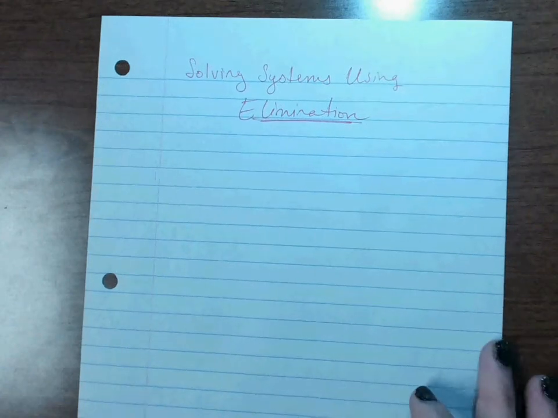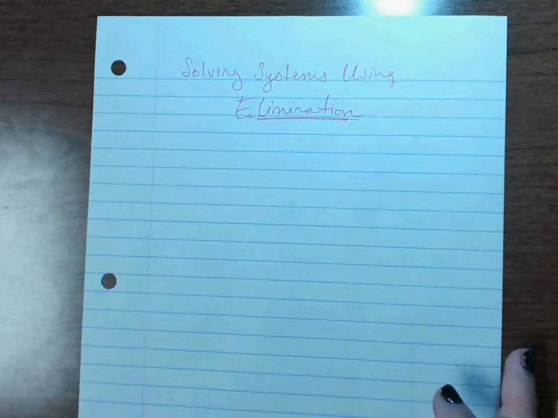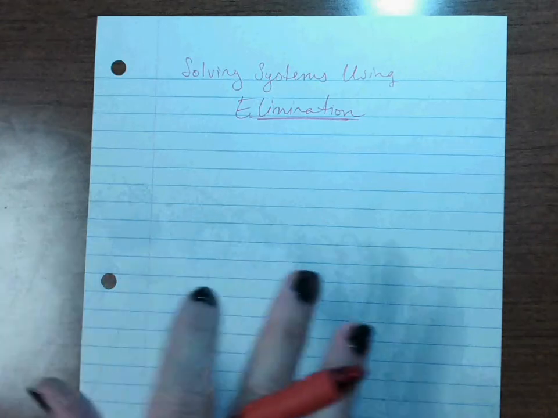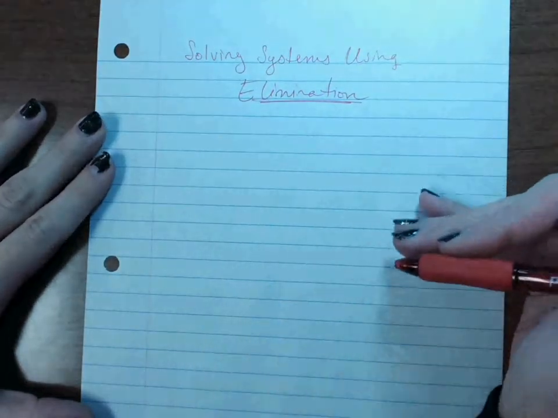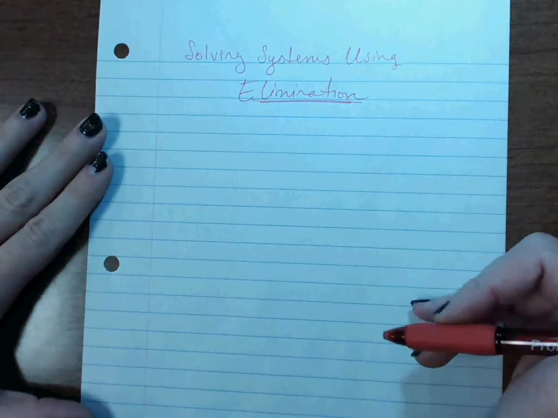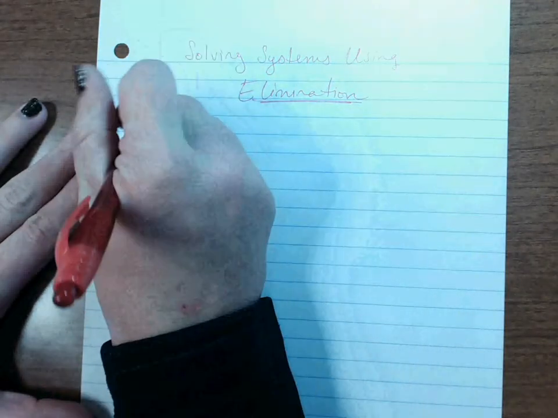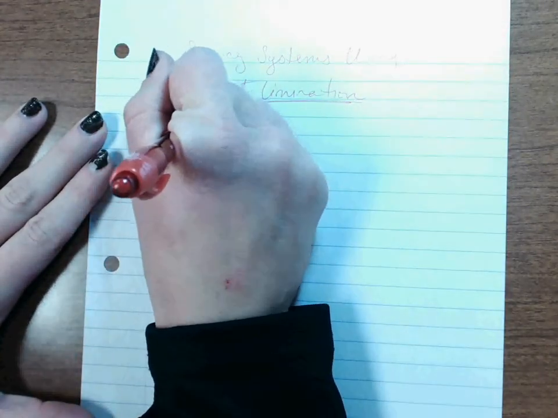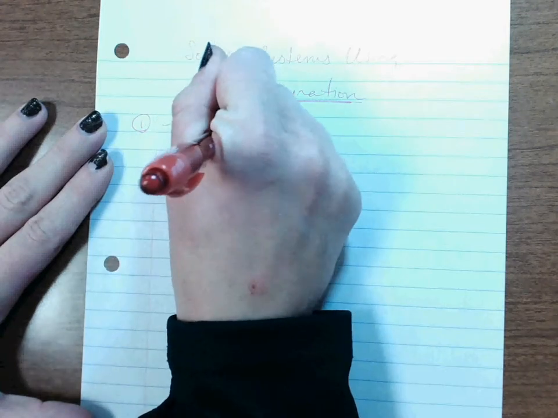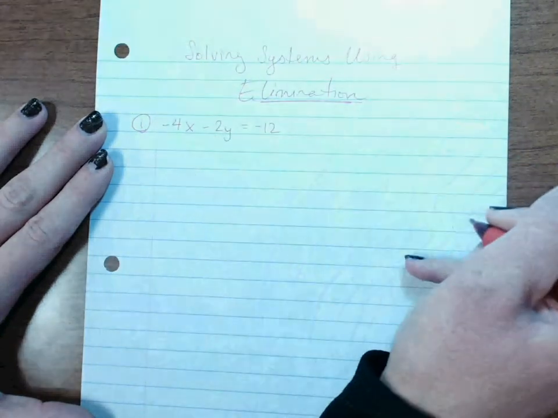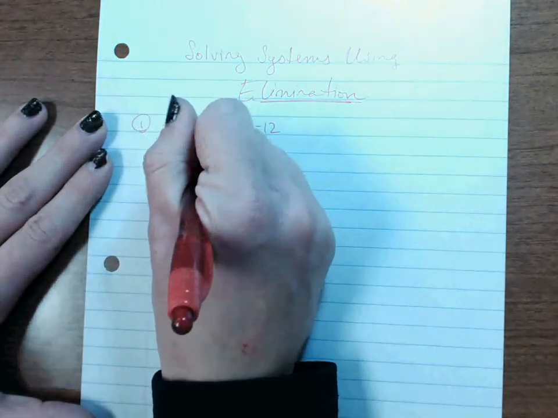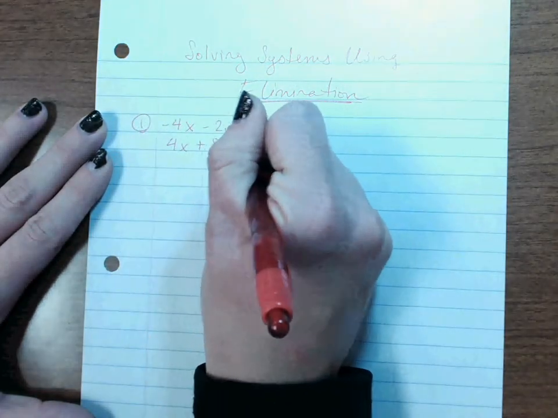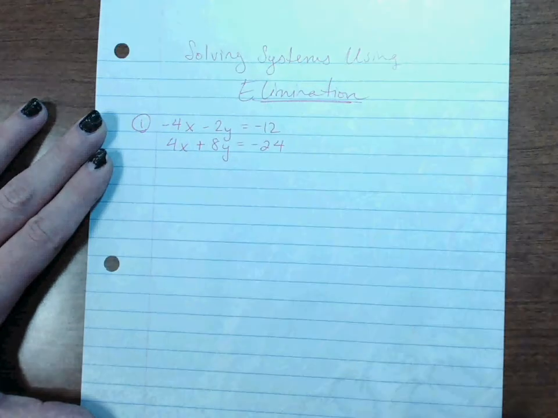Alright, ladies and gentlemen, we're going to solve using elimination. We're going to work a problem on the left, and we're going to write our steps on the right side as we go. So the first system we're going to do is negative 4x minus 2y equals negative 12, and 4x plus 8y equals negative 24.